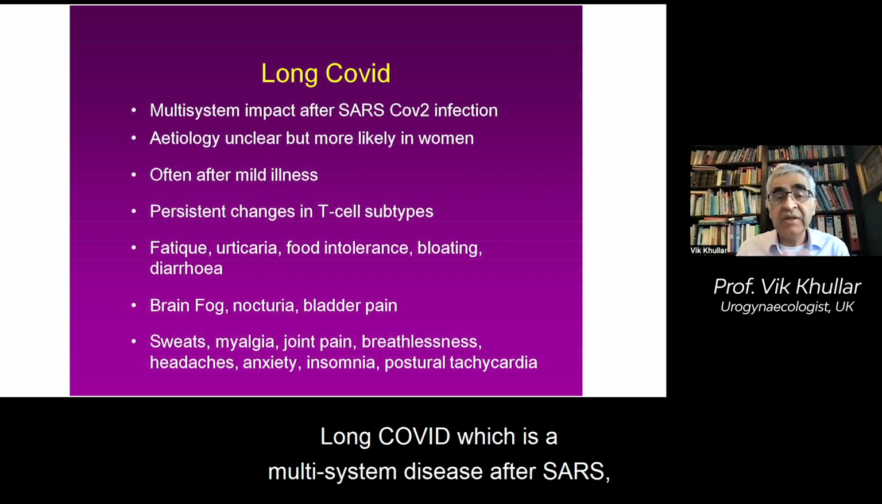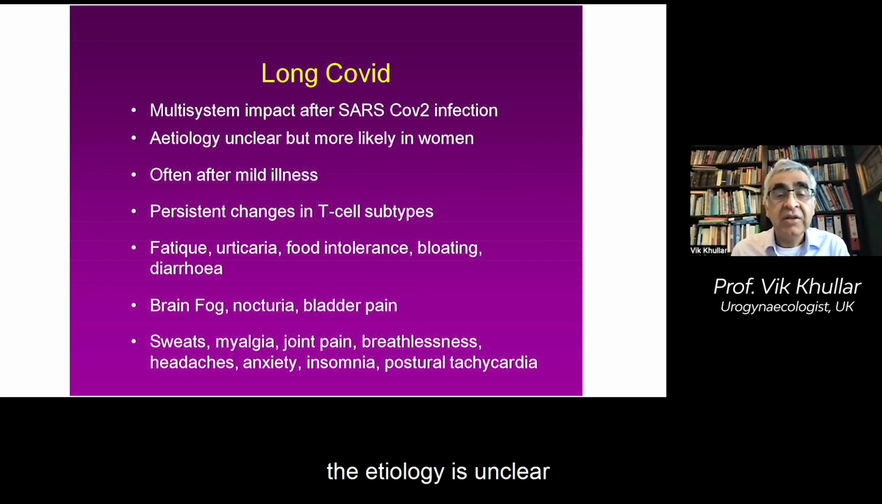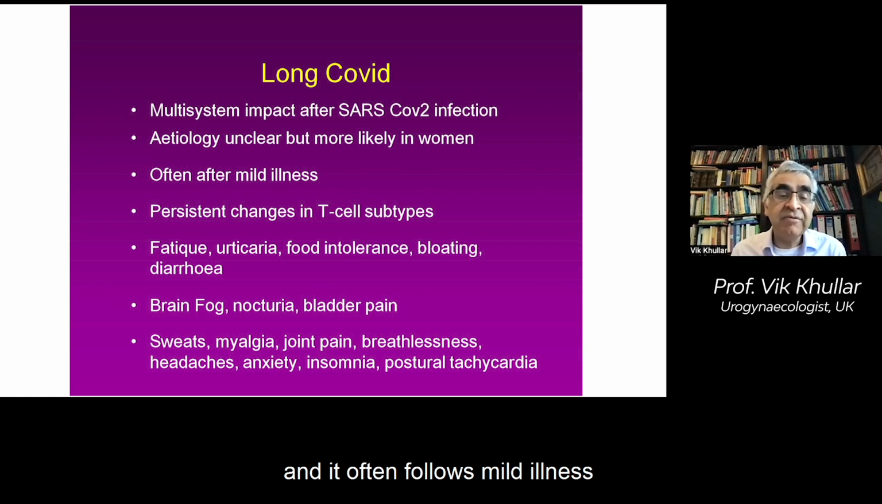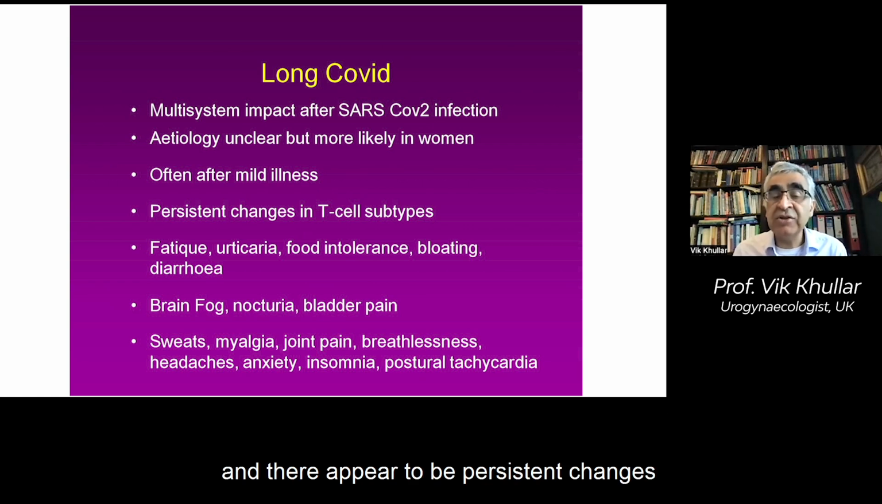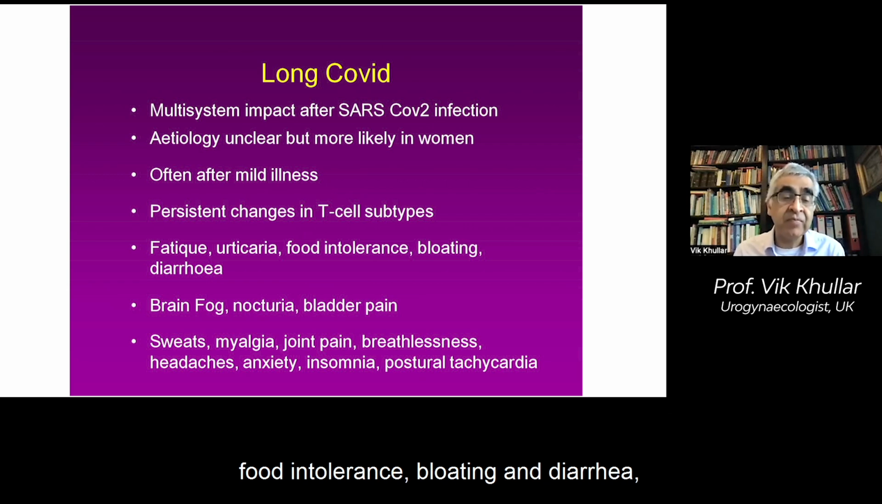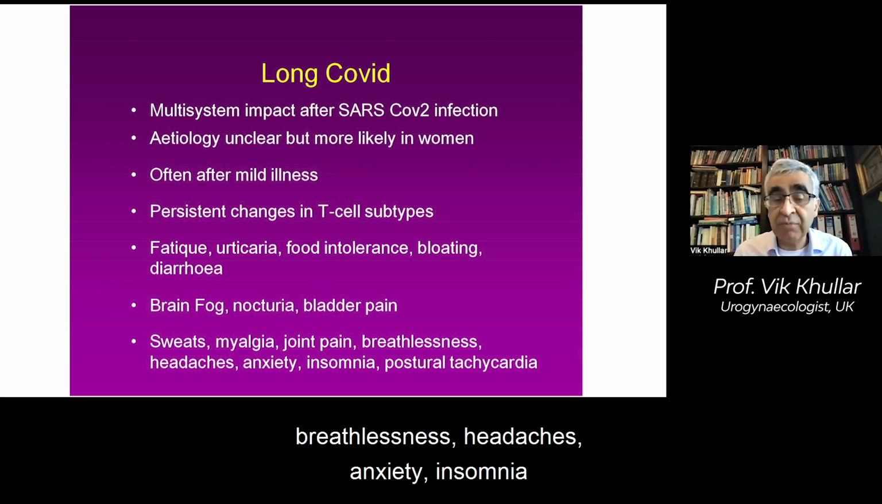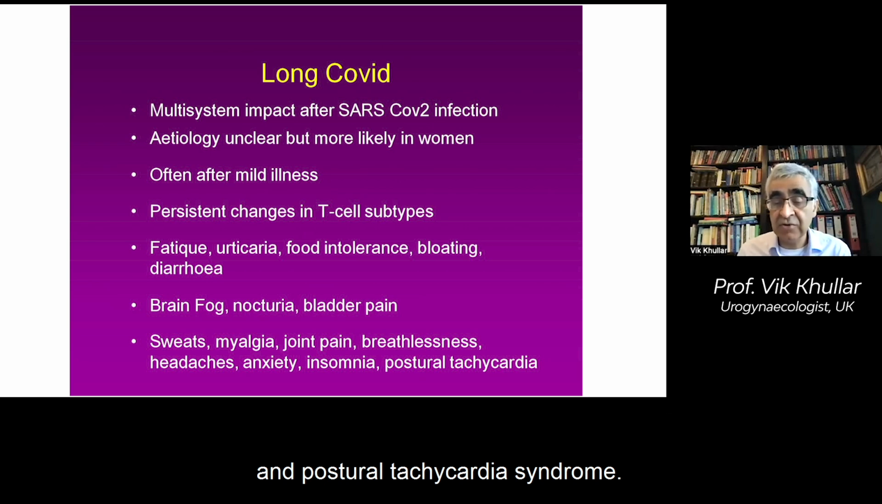Long COVID, which is a multi-system disease after SARS, the etiology is unclear, but it's more likely in women and, importantly, young women. And it often follows mild illness, and there appear to be persistent changes in the T cell subtypes in these patients. And they complain of fatigue, urticaria, food intolerance, bloating and diarrhea, brain fog, nocturia, and bladder pain, sweats, myalgia, joint pain, breathlessness, headaches, anxiety, insomnia, and postural tachycardia syndrome.